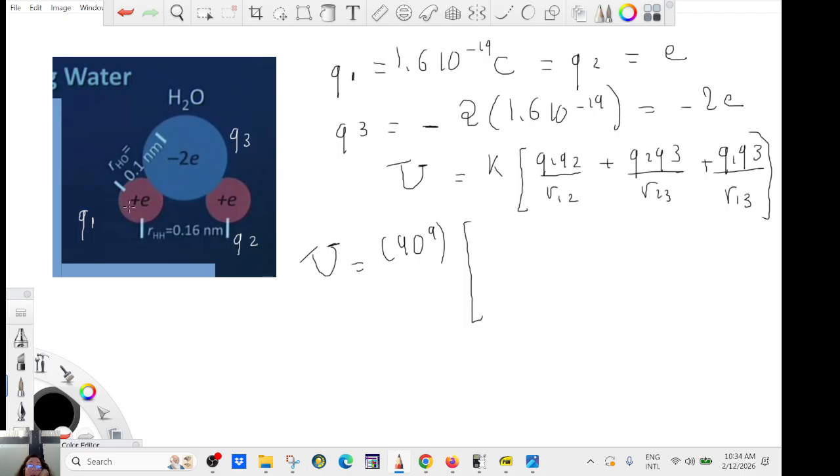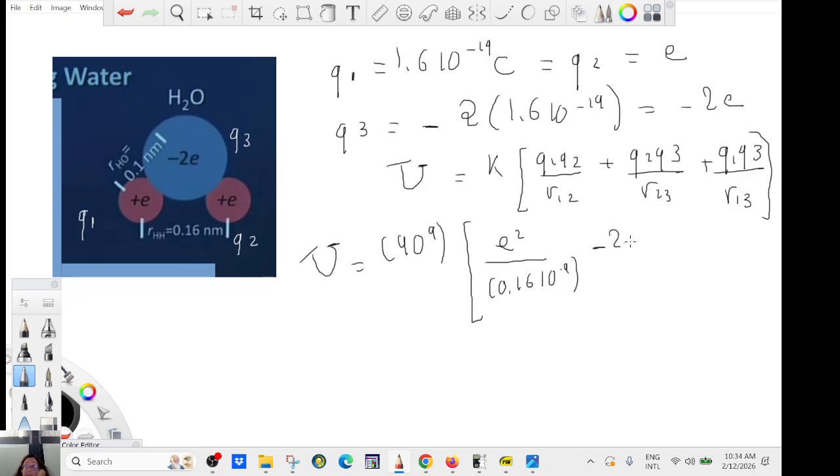Okay. Q1, Q2, Q1, Q2. So that will be E squared over 0.16 times 10 to the negative 9. Q2, Q3. So those two here. So that's a minus. So this one. And the distance is 0.1. And then what? Another one.